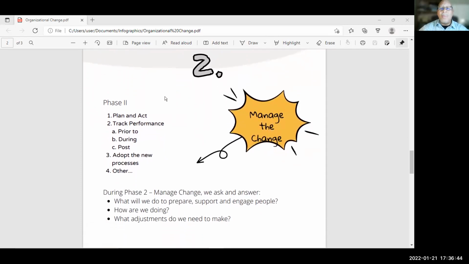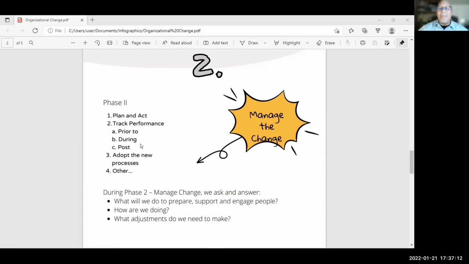Phase 2, manage the change. We plan and we act. We know that any plan, any dream, any hope is half complete, not even, if we don't physically take the steps to act. Track performance. This is a 3-part: prior to where we are now, what we're currently doing, during the change, and then post. And during the change, we want to make sure we take into account scope creep, a project management consideration.